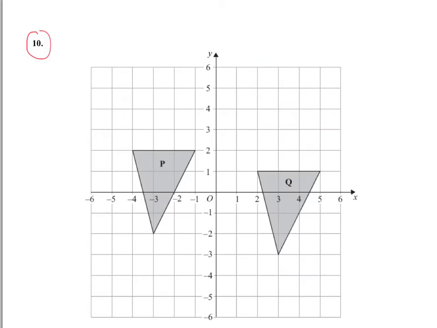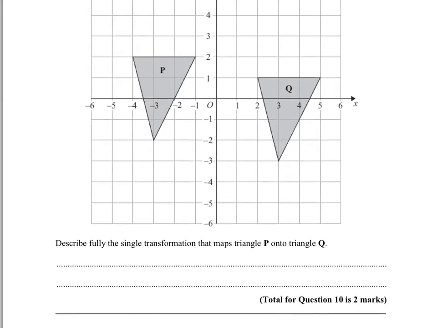Okay, this one here. So describe fully the single transformation that maps shape P, triangle P, onto triangle Q, and the key with these is it does say single. With a lot of these, people have been saying, well, if you do this translation and then this rotation, it works. But for all of these questions, they will ask for a single transformation, so just one.